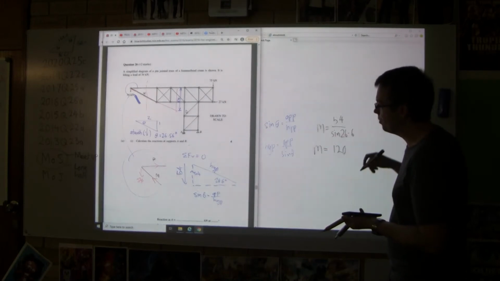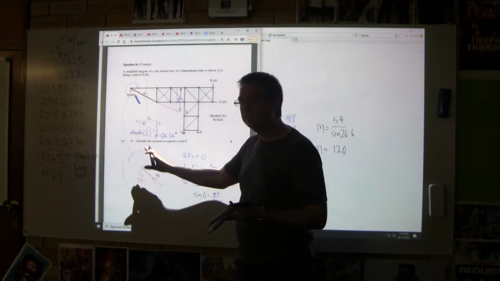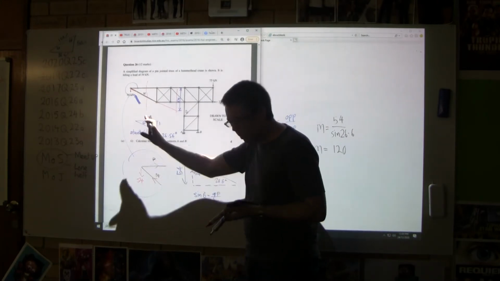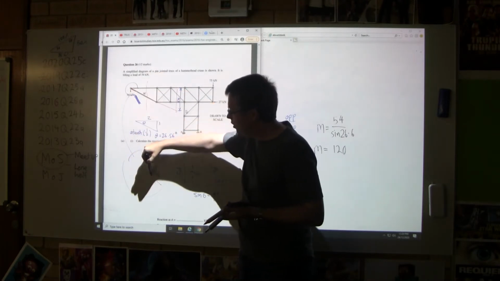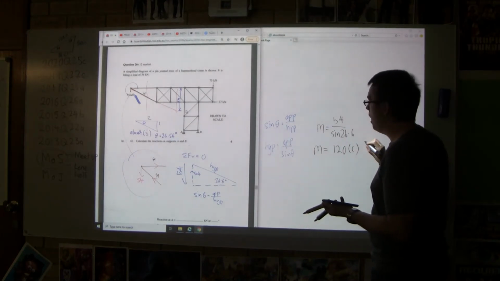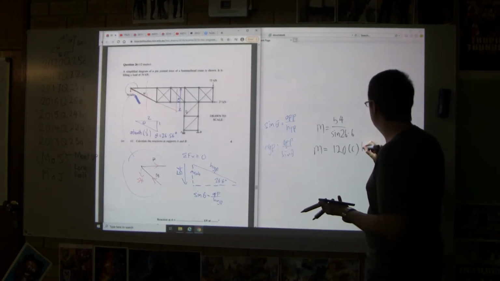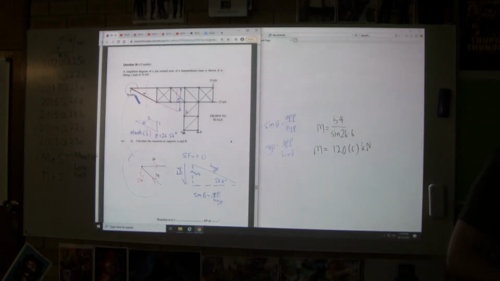Now, in this diagram here, we've said that this is going to have to be going into the node. If the arrow is going into the point that we're looking at, we're zooming in on this location here, if it's going into the location, that means it's compression. And the units are all in kilonewtons. So that's my answer. It's pretty easy. Let's see how many marks that's worth and check that I'm right.